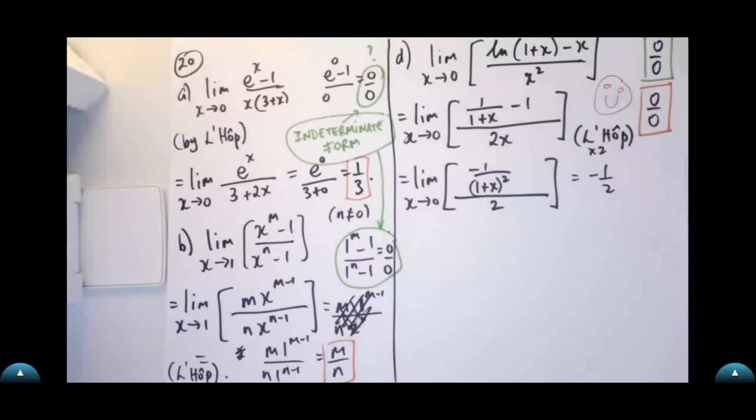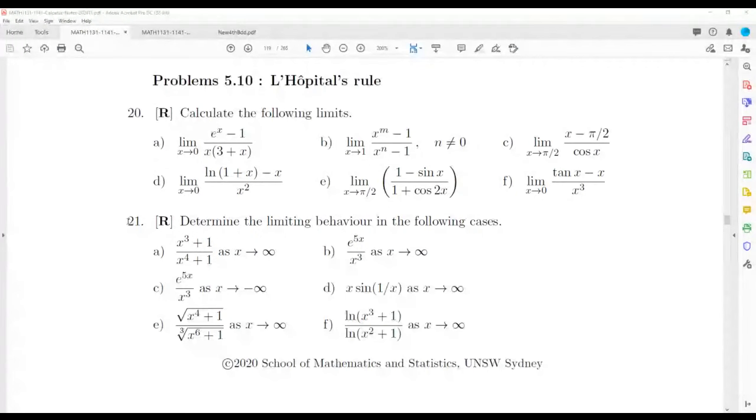Okay. So that was two differentiations. Why don't we have a look at the limits where they go to infinity? Because that's kind of interesting too. Okay, so question 21, you've got limits that go to infinity or negative infinity, and you can still apply L'Hopital's rule to many of these questions. So let's have a look.